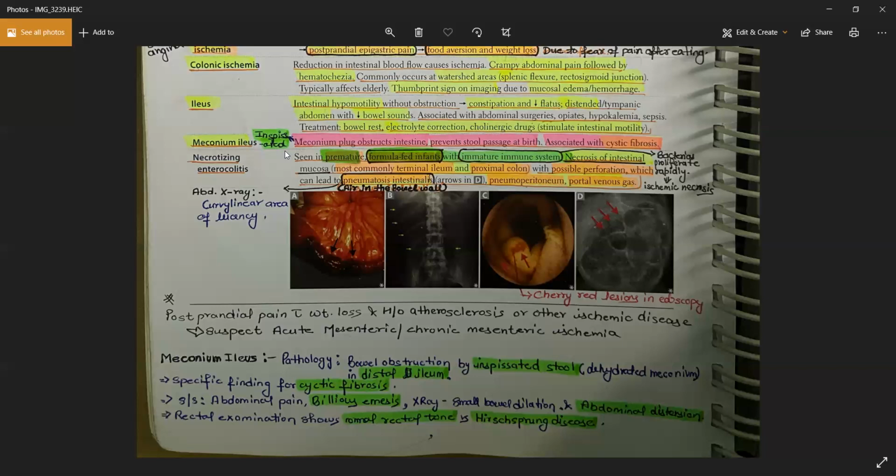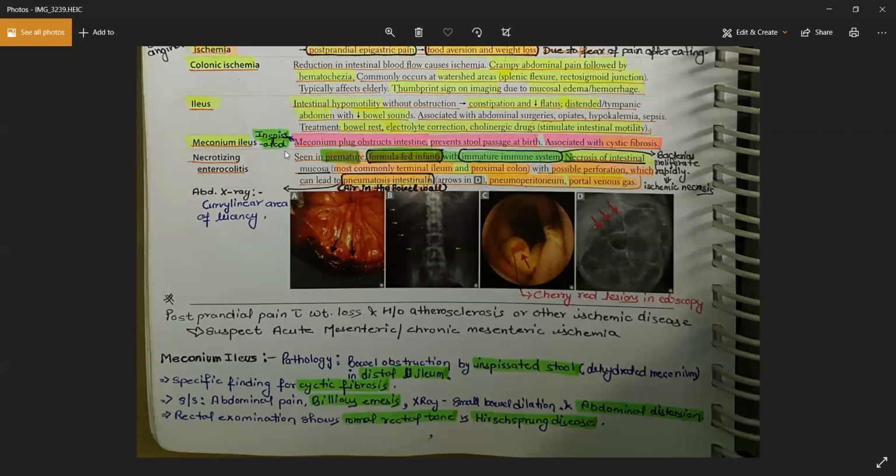Dehydrated stool. It is only in infants, newborns. See, meconium is the first stool the infant passes. The first stool that the infant passes is known as meconium, right? But in case of cystic fibrosis, they're having a very dehydrated stool. And this meconium, the first stool, will block the lumen, right? And that can cause the obstruction.